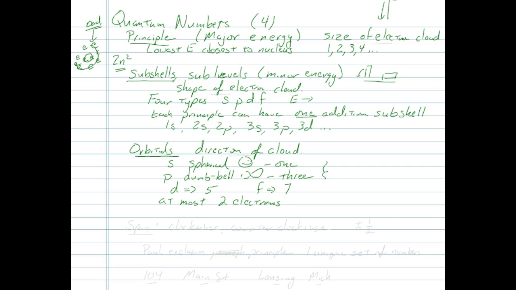Each of these deal with the cloud itself. The principal is the major energy, it gives you the size. Subshells give you the shape. The orbitals give you the direction. And the last one is spin.